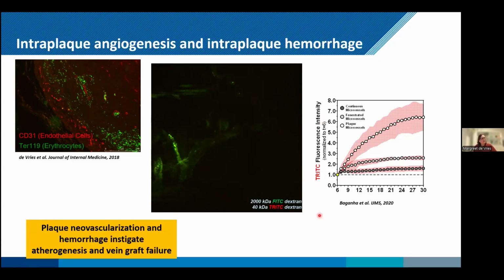What we can see in these mice is that these leaky neovessels in the plaques show much more leakage than fenestrated microvessels in the salivary glands or the continuous microvessels in the ears of these mice.